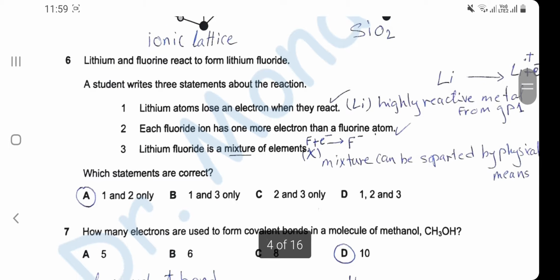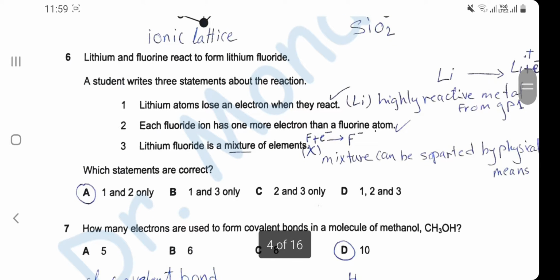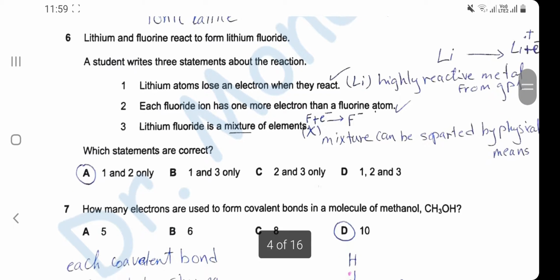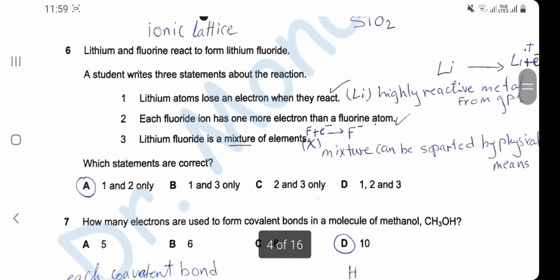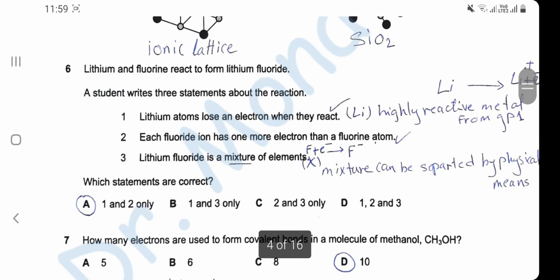Lithium and fluorine react to form lithium fluoride. A student writes 3 statements about this reaction. Lithium atoms lose an electron when they react. This is right. Lithium is a highly reactive metal from group 1, it tends to lose 1 electron to form a positive ion, lithium ion plus 1.